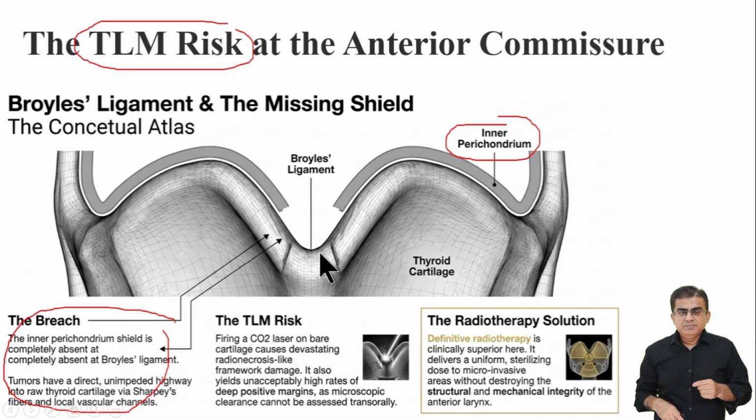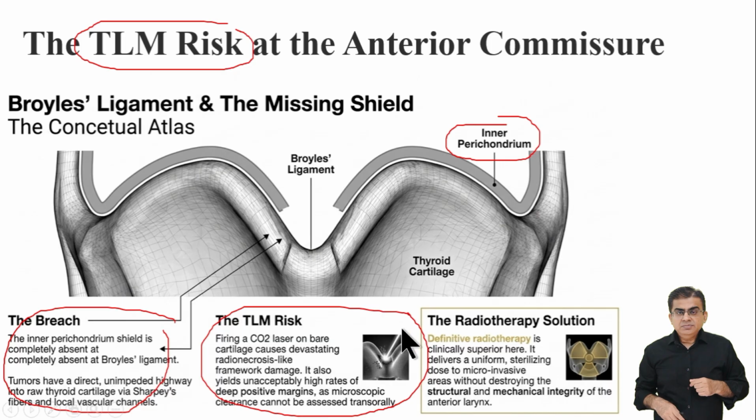There is another problem here. Imagine firing your CO2 laser directly onto this bare cartilage. It will cause severe damage to the laryngeal framework that looks just like radionecrosis. Furthermore, it is nearly impossible for you to check for microscopic cancer cells deep inside the cartilage. This naturally leads to unacceptably high rates of positive surgical deep margins.